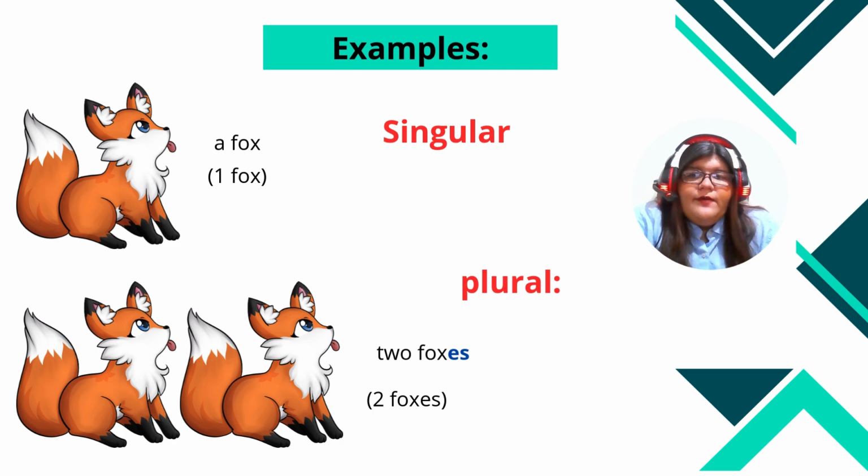And here we have other examples of singular or plural nouns. For example, a fox. How many? One fox. Don't need an s at the end of the word. In this case, we have two foxes. That means that we will add es at the end. And you must be wondering why es and not just an s. Keep watching and you will know it.